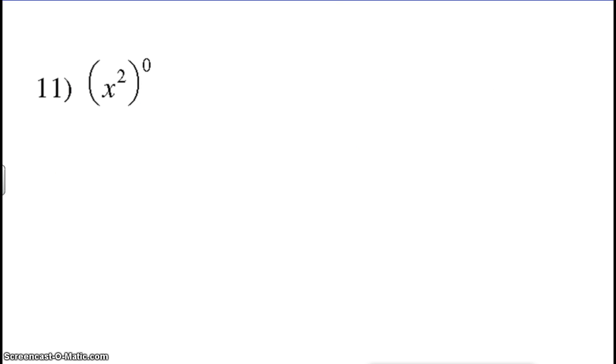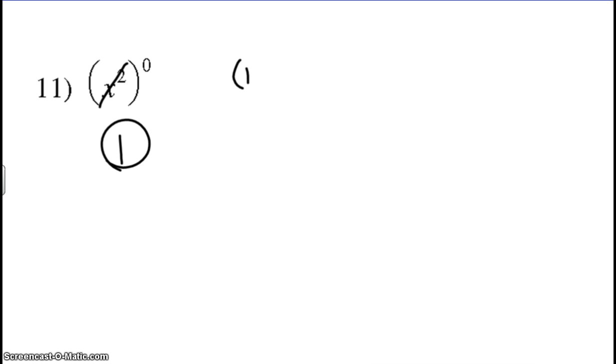Alright, so we're skipping around a little bit. Let's take a look at number 11. Number 11 has a parentheses to the 0 power. Notice that this 0 power, remember, anything to the 0 power is 1. So that means that everything in this parentheses is actually just 1.